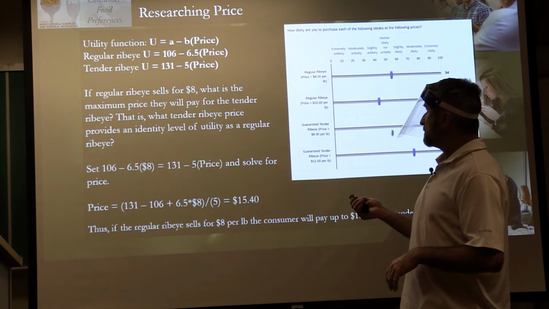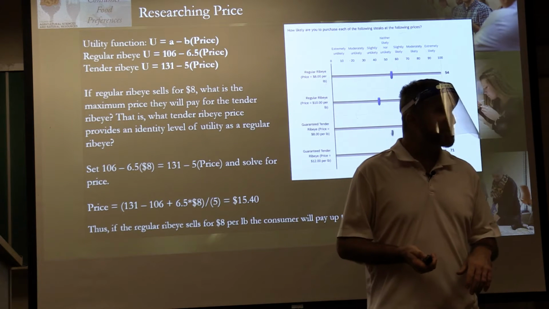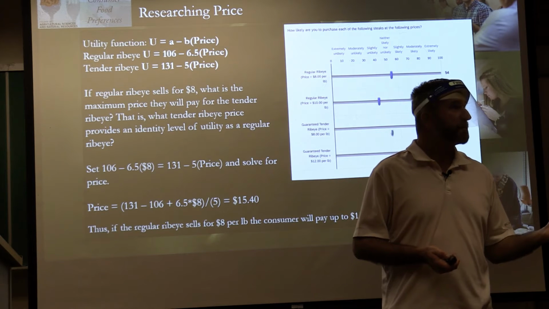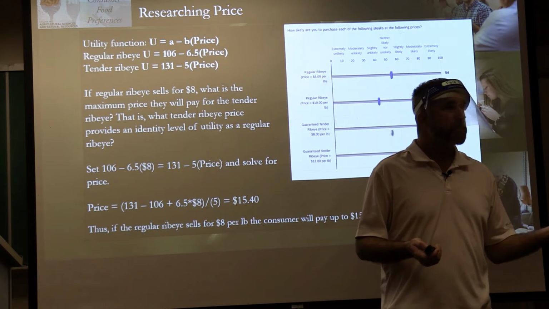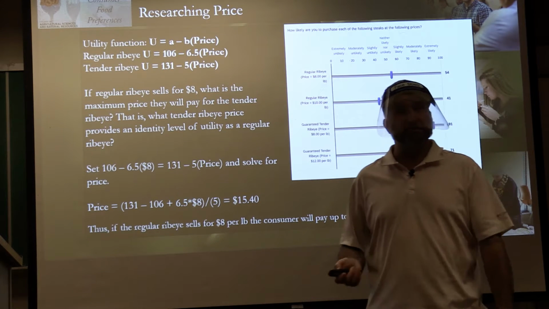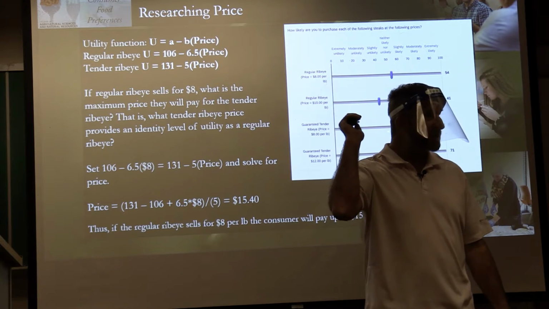And then you have to say, I think the question even asked, does it say the price of the ribeye is $8? What's that? It does. It says if regular ribeye sells for $8 per pound. Yeah. And then it says, what is the maximum price this person would pay for a guaranteed tender ribeye? So it's exactly like this.